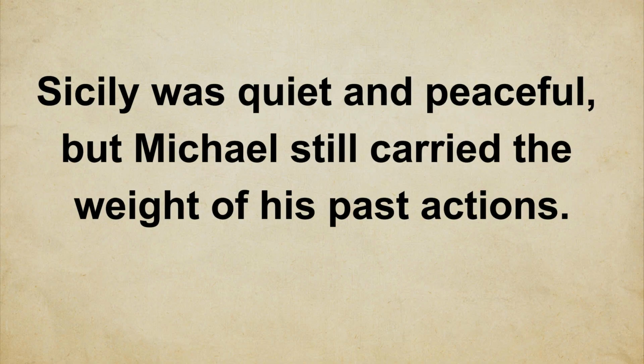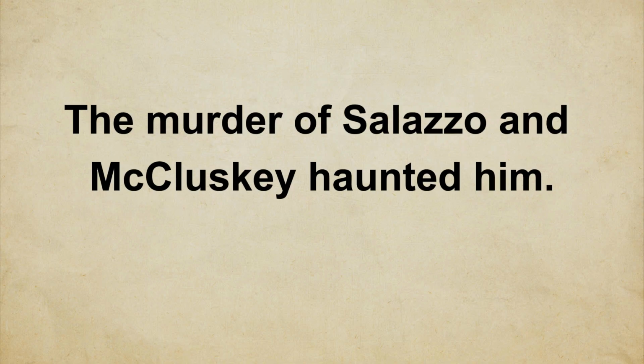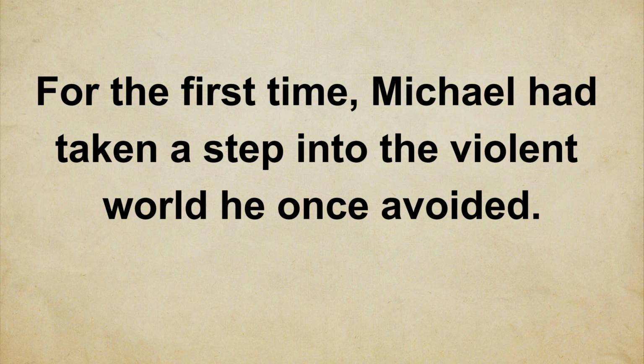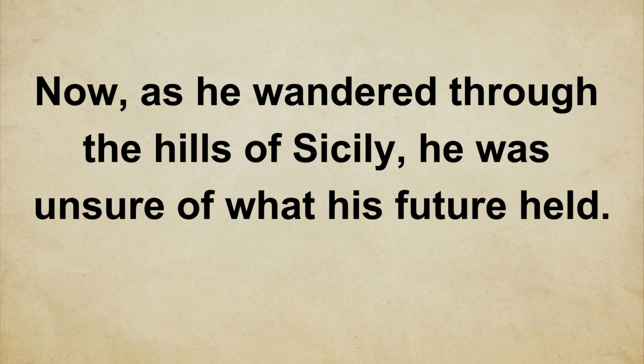He knew Sicily was quiet and peaceful, but Michael still carried the weight of his past actions. The murder of Sollozzo and McCluskey haunted him. For the first time, Michael had taken a step into the violent world he once avoided. Now, as he wandered through the hills of Sicily, he was unsure of what his future held.